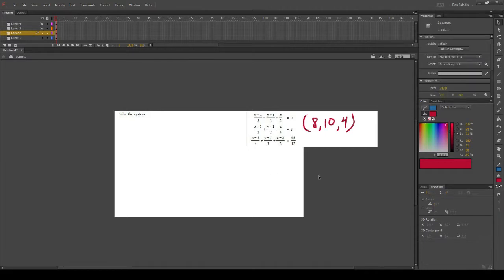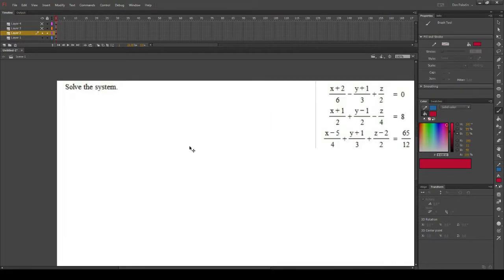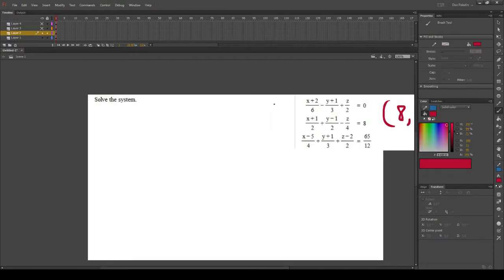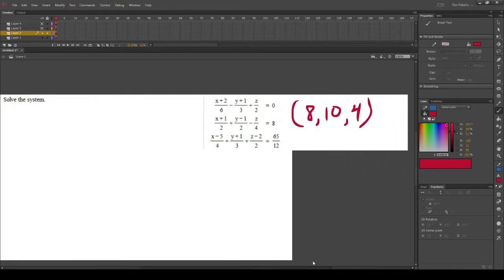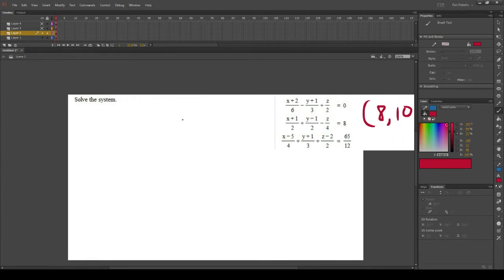So, here we are with a system of equations, and it says solve the system. Let's zoom in here. You see here I've got x plus 2, with the answer to the right: 8, 10, 4. So we've got x plus 2 over 6 minus y plus 1 over 3 plus z over 2 is equal to 0. The first thing I'm going to do, the fractions here are just making life a lot harder than it needs to be.